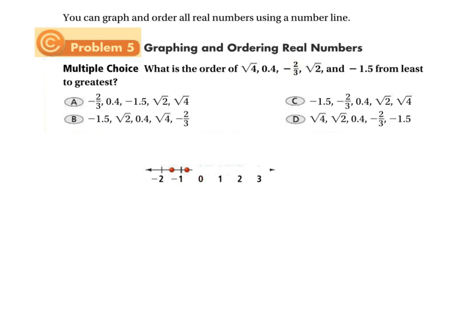Now, if I keep going, square root of 4, 0.4, and square root of 2. Well, 0.4 is between 0 and 1. So I know that there's going to be a point there between 0 and 1. And I also know that square root of 4 is exactly 2. So I'm going to have a point right there at 2. And square root of 2, just like we were estimating, is between the square root of 1, which is 1, and the square root of 4, which is 2. That's going to be between 1 and 2. So we've got a point there for 0.4.